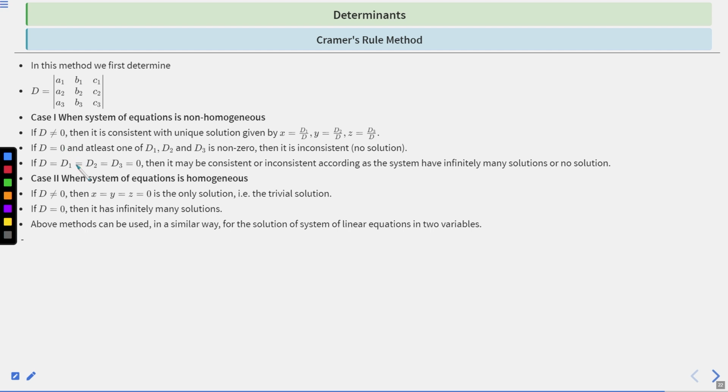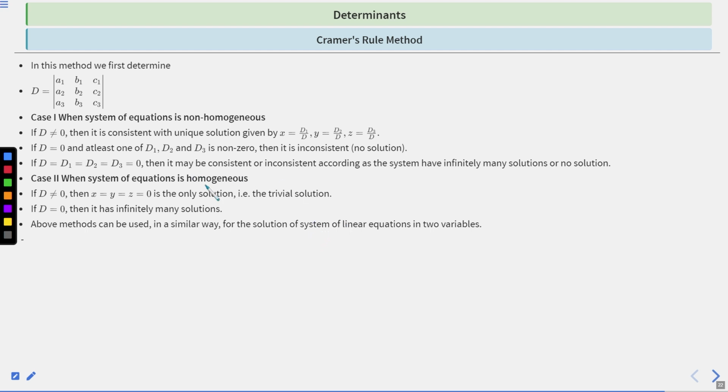If D is equal to 0 and at least one of D1, D2, D3 is non-zero, then it is inconsistent. That is, no solution. And if D equal to D1 equal to D2 equal to D3 equal to 0, then it may be consistent or inconsistent according as the system has infinitely many solutions or no solutions, right?